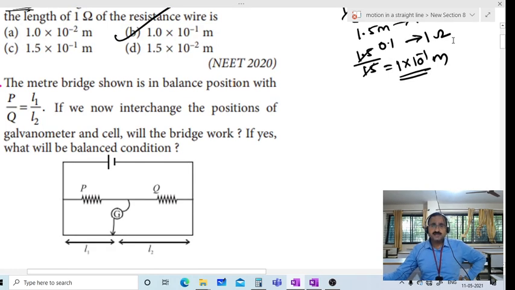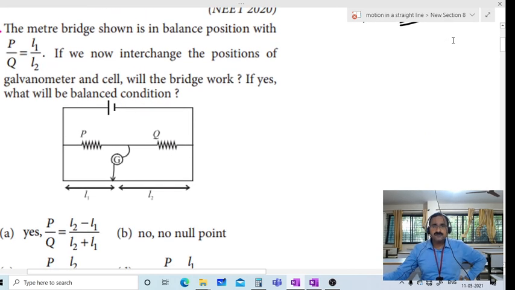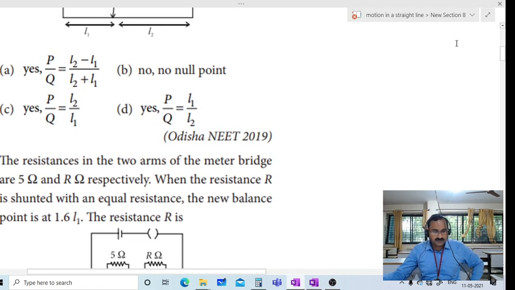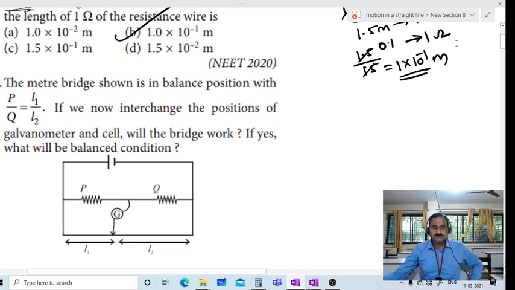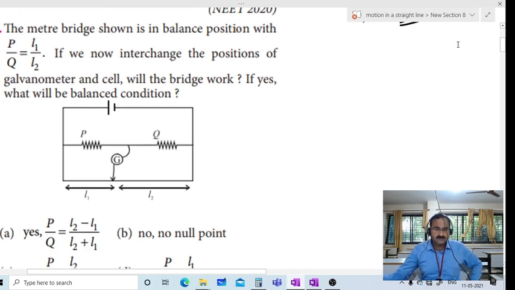Next, the meter bridge as shown in the balancing position they given. If now interchanging the galvanometer and cell, we are interchanging that. This condition we have already discussed, that if we interchange the galvanometer and cell, there is no change in the balancing point. That is a very important point, we have to focus on that. That's why, if you now interchange the position of galvanometer and cell, will the bridge work? Yes.